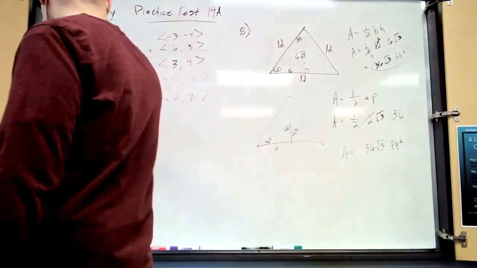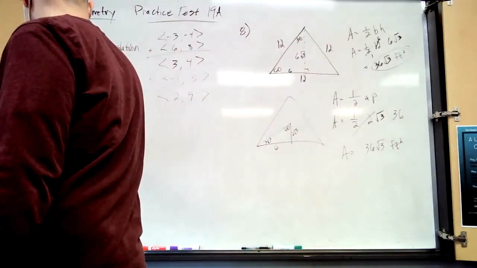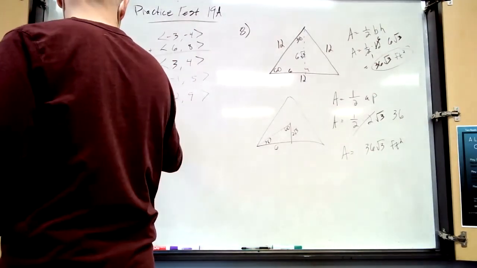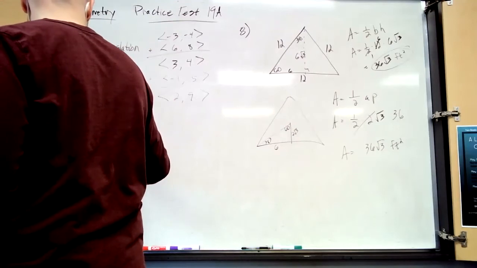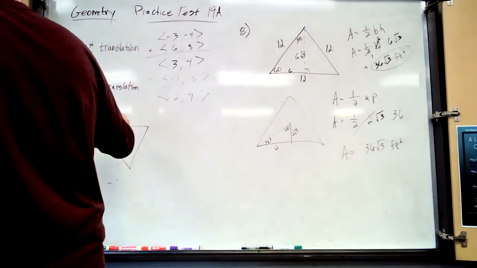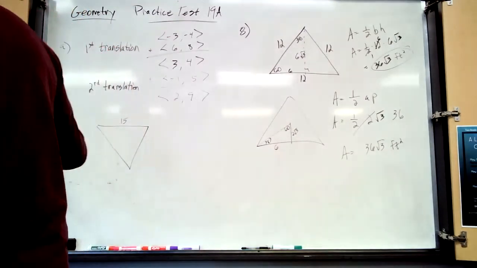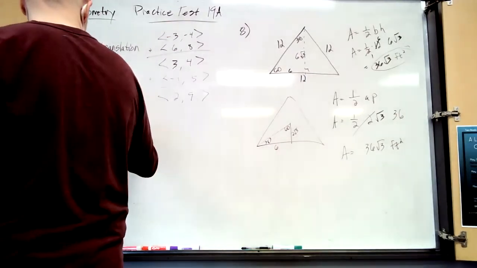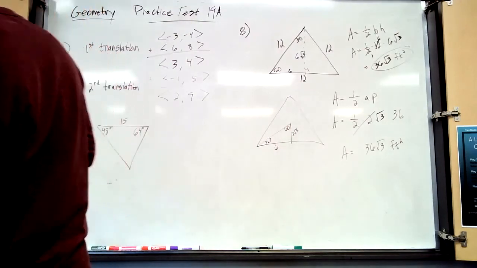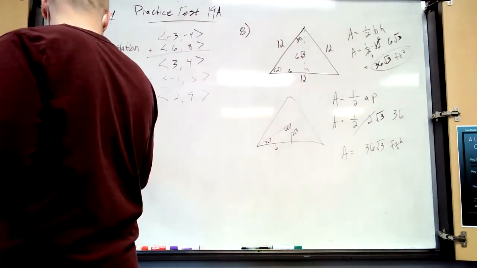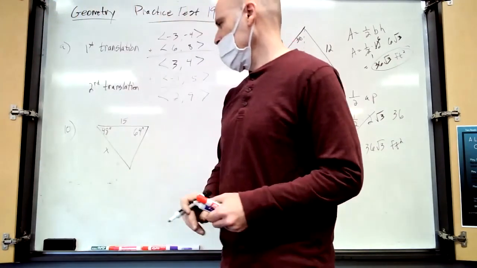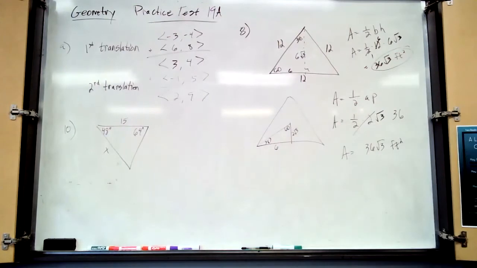All right, last one, number 10. Find the length of AC. So 15, 48. This is a non-right triangle, and it's asking you to find the length of one of these sides. So AC is right here. So we want to find this. Okay?